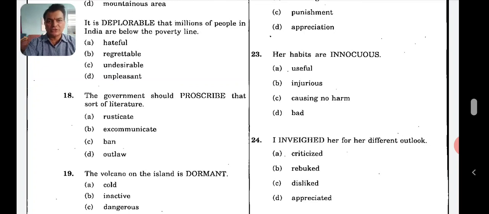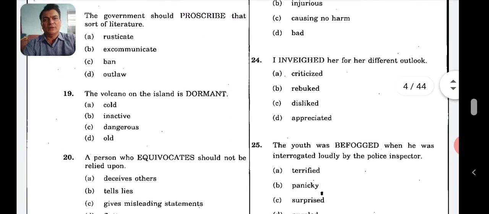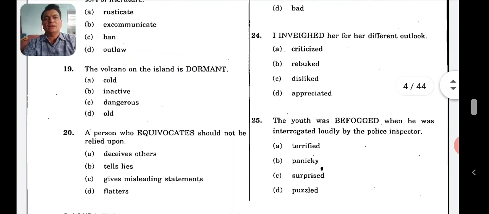Now 18th one. The government should proscribe that sort of literature. Proscribe: rusticate, excommunicate, ban, outlaw. What is the synonym of proscribe? It's ban. Now let's go to the 19th one. The volcano on the island is dormant. And the synonym of dormant is inactive.